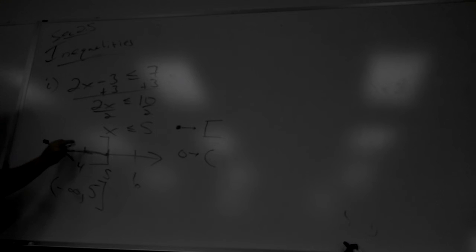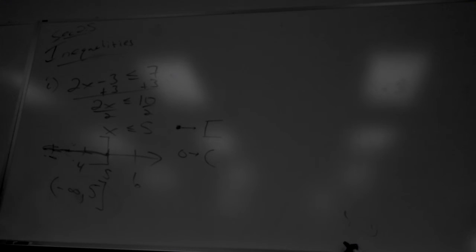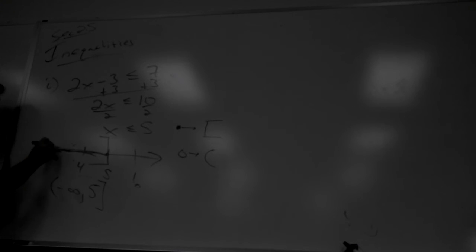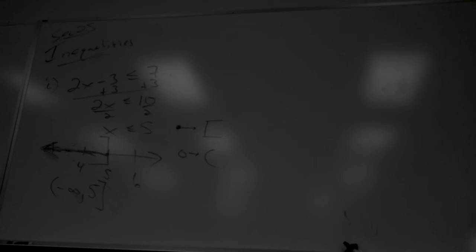Never do this. This is real. I love when students do this kind of thing. They put infinity on the number line. So no, never put infinity on the number line. You can't get there. The shading represents infinity. This arrow represents infinity, right? Negative infinity in this case.